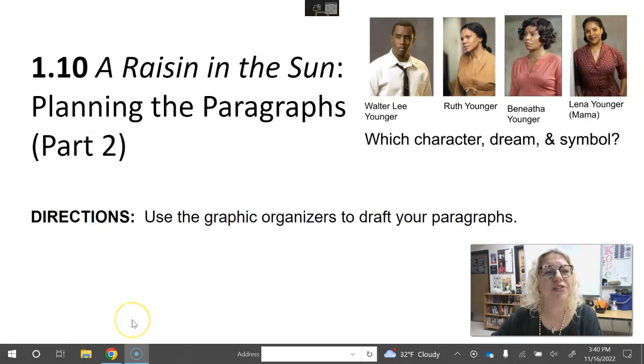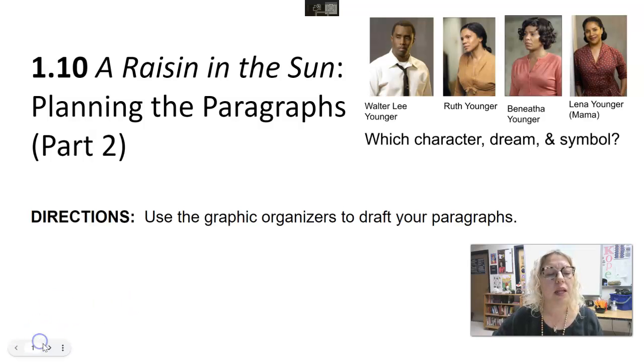Hey guys, it's 1.2, step 2, planning the paragraphs. And the directions here are to use the graphic organizers to draft your paragraphs. This is the second must-do for 1.10. So let's talk about planning the paragraphs.